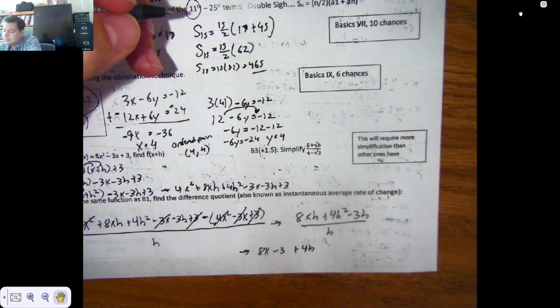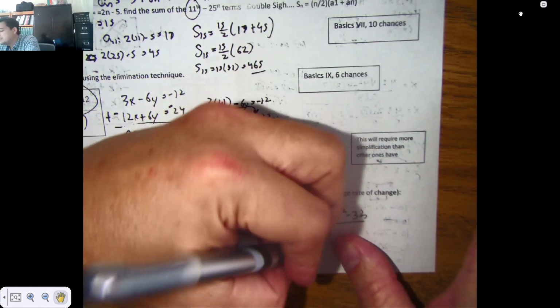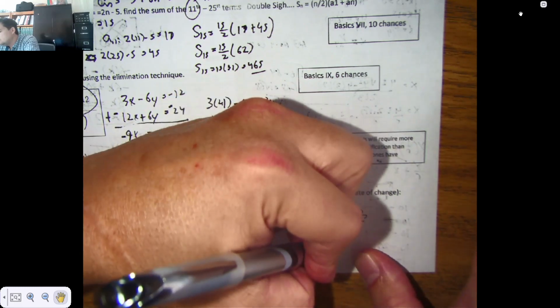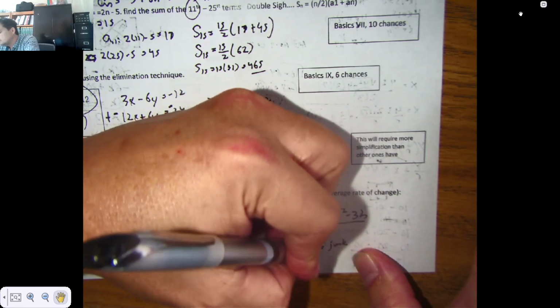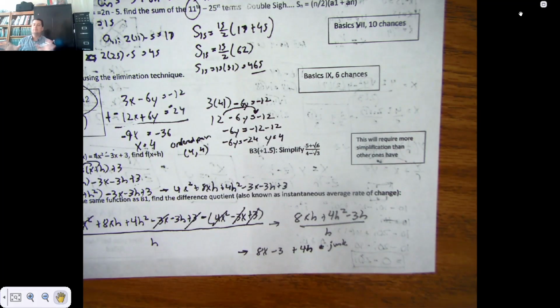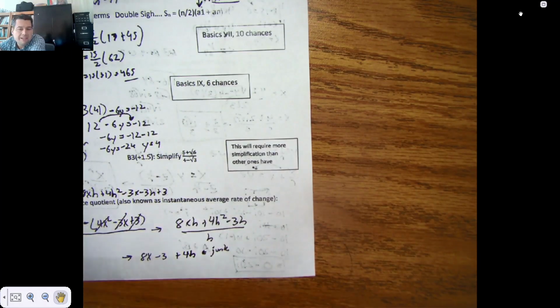There's a reason we do this. This is basically considered junk. It's nothing. It's nothing, okay? I can't even remember the exact wording of it, but it's nothing. I have a little hint there that this one is going to require more simplification than it has in the past because of how the radicals are going to work their way out this time.